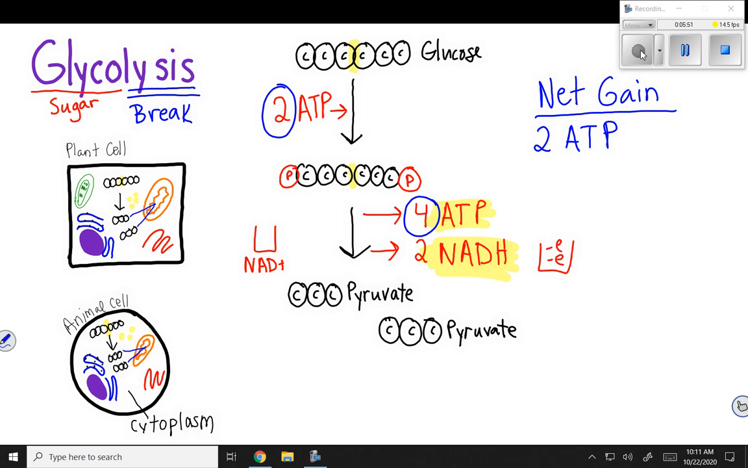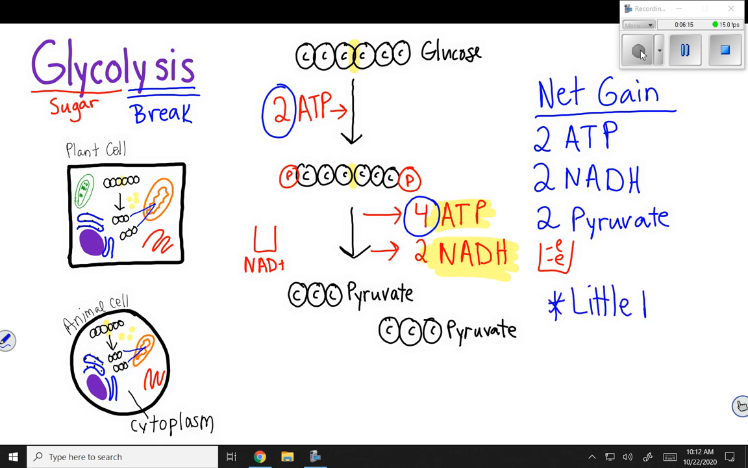We didn't have to put any electron energy in, so we also can say that we made 2 NADH. And of course, don't forget the 2 pyruvate molecules that are going to continue on the cellular respiration trail so that we can break them down even more. I want to mention that this is only a little bit of energy, but it happens very, very fast. And that makes up for the fact that we didn't make much energy.